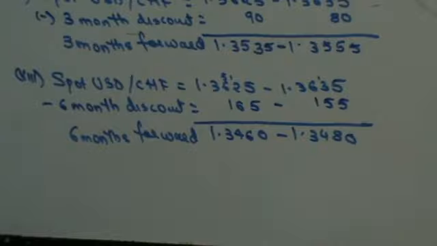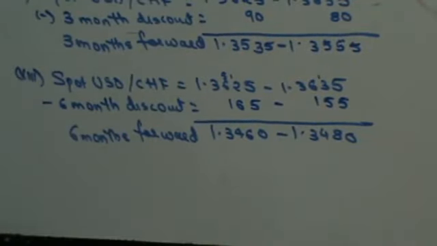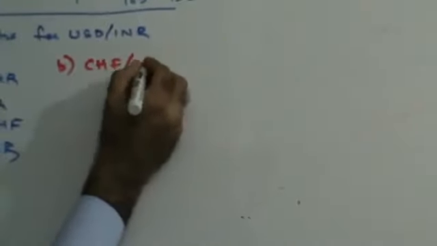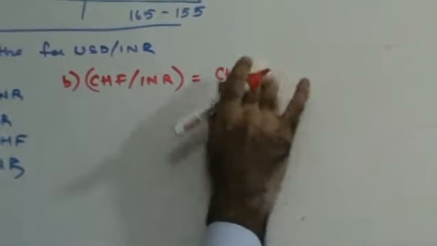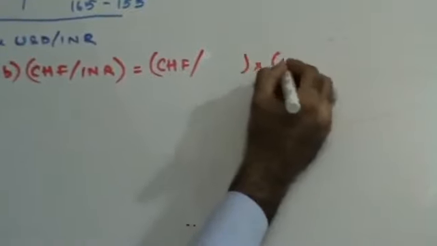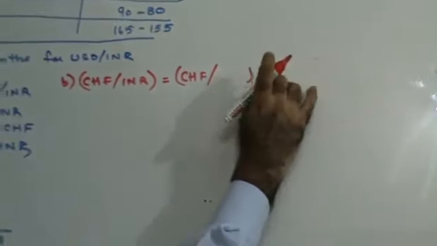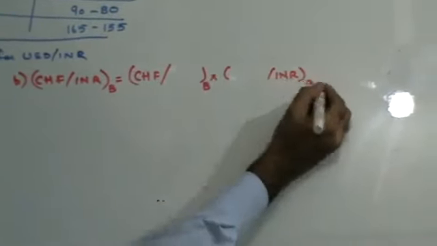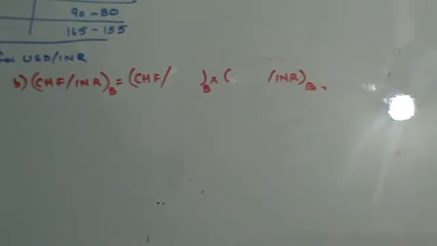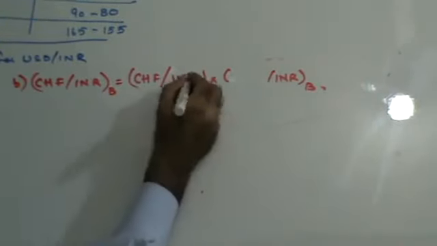Next part of the question. That was the A part of the question. Let's see B part of the question. They said find 1 and 3 month forward rate for CHF INR. I want CHF INR, right? That means I want CHF in the numerator, INR in the denominator. Right? Bid, bid, bid.